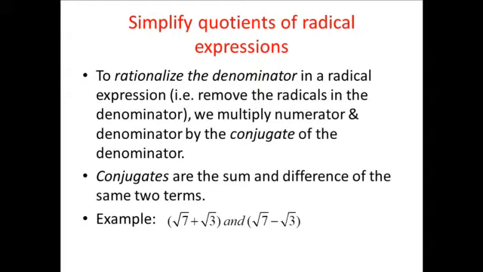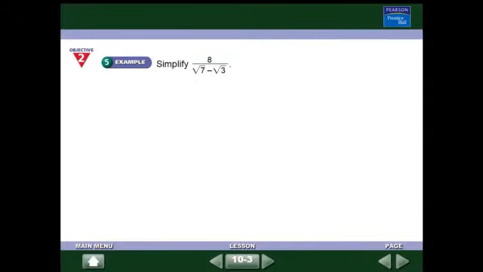So we have sum and difference of the same two terms already. That is on how we simplify radical expression by dividing. Example, 8 over the square root of 7 minus the square root of 3.